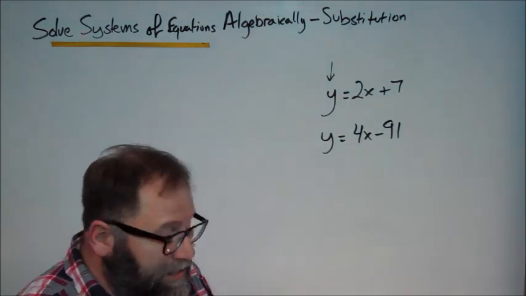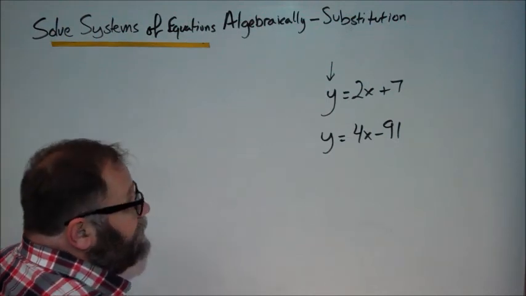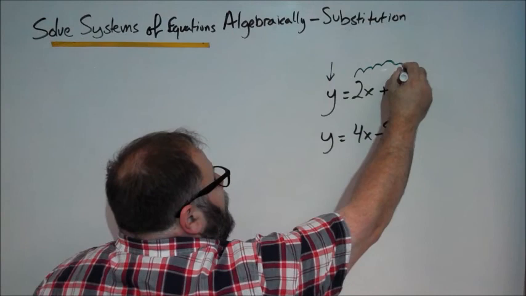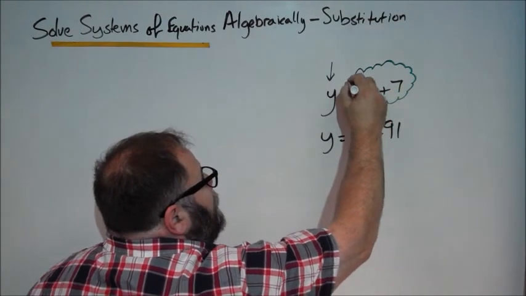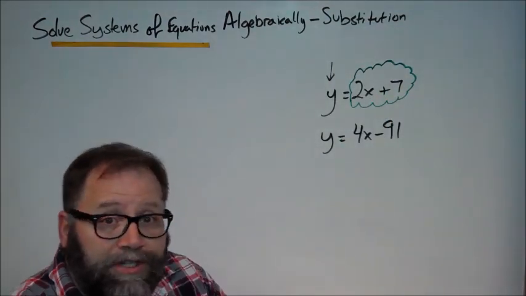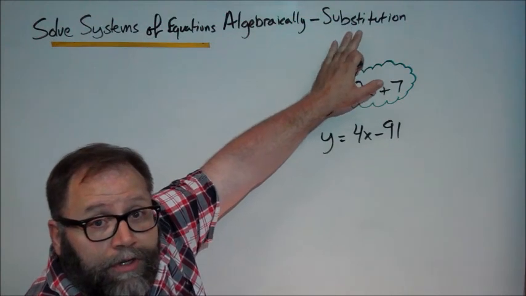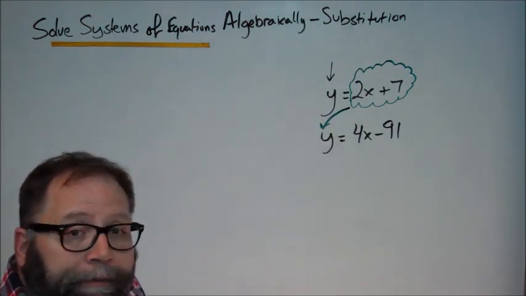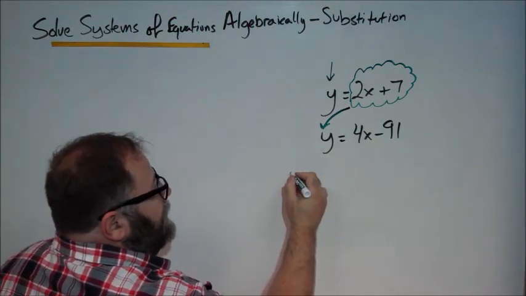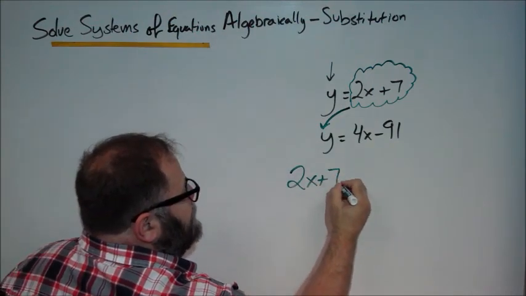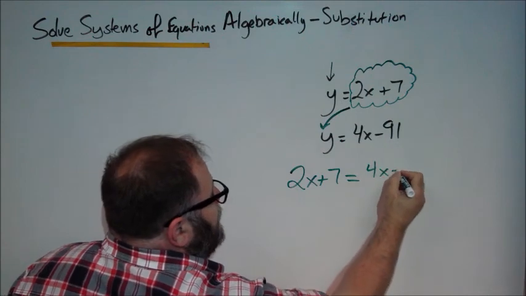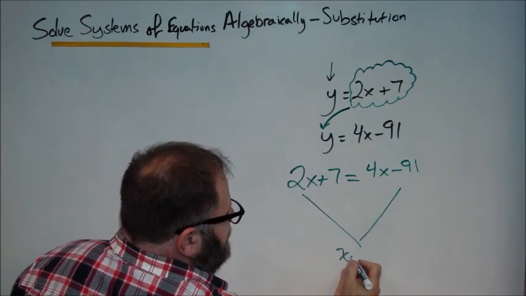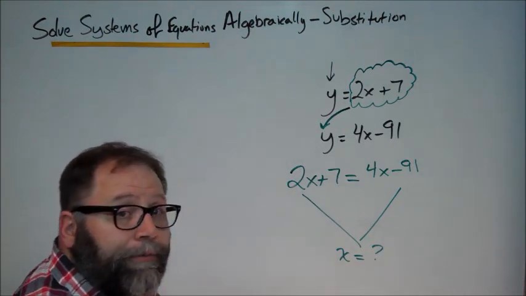But what that means is that we can take the solution for one of those, let's say this one here, we could take this solution and substitute, get the idea, substitute that in for y. And then solve the equation like this to say 2x plus 7 equals 4x minus 91. We would solve that down to something that says x equals a value.